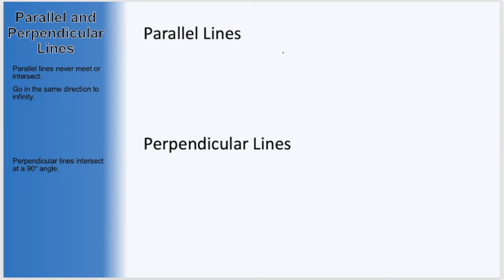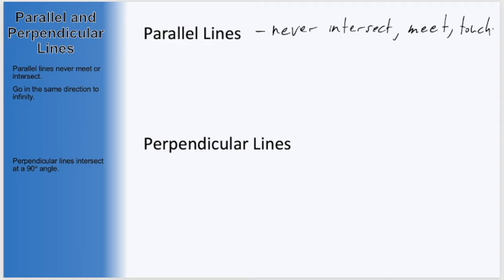You have likely come across these terms, but we will give their definitions and how to use slope to determine if the lines are parallel or perpendicular from their equations. First of all, parallel lines are lines that never intersect, meet, or touch.